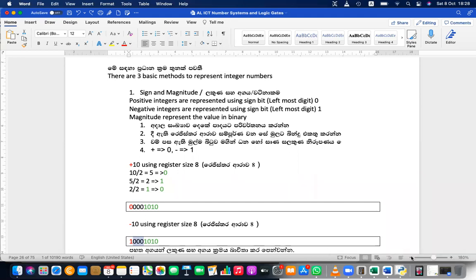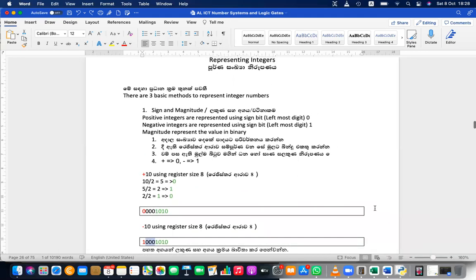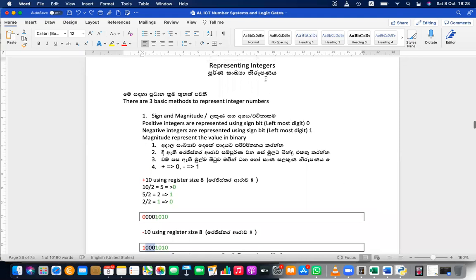Okay, so please write down this. I'll give a few exercises using this. Representing integers is the heading. Under that, you can write this. Then you can show the positive and negative representations. Quickly add this to your note. Today, we have to write a little.